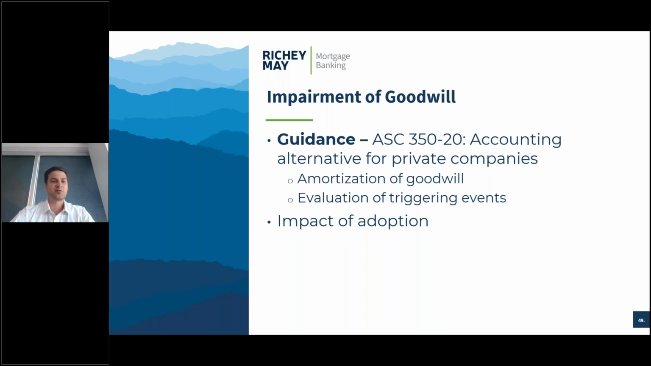This election also allows companies to evaluate goodwill impairment triggering events either at the end of a reporting period or during the interim, rather than throughout the entirety of the reporting period.